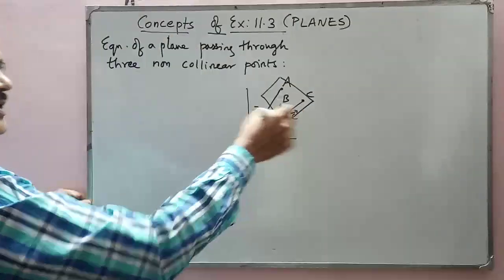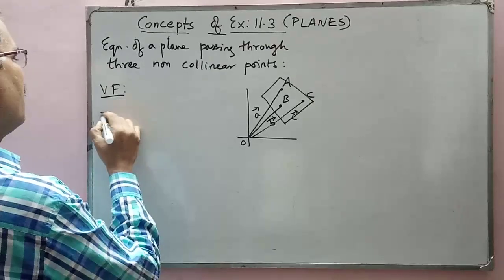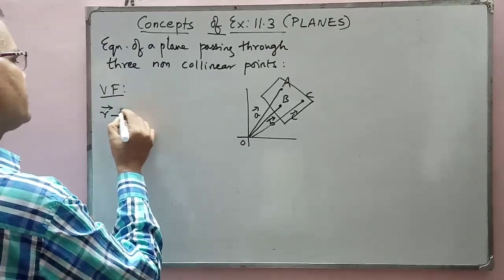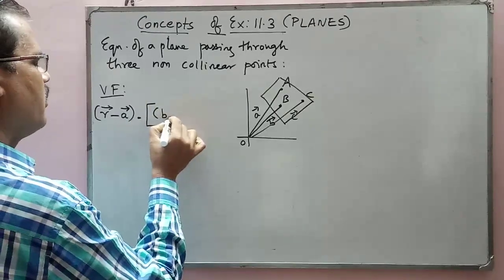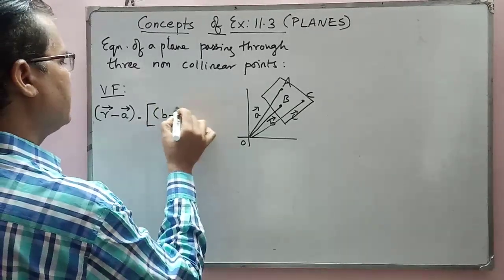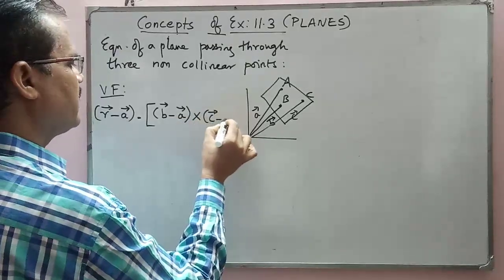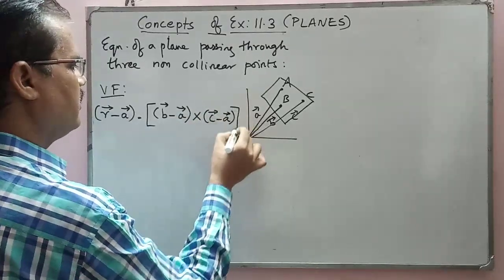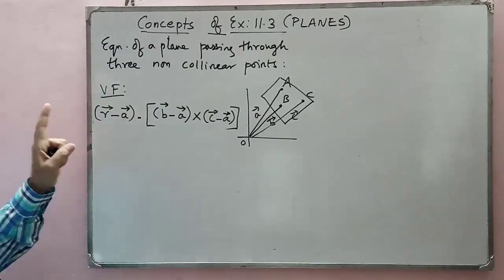If a plane passes through three non-collinear points, then the vector form equation is (r vector minus a vector) dot (b minus a) cross (c vector minus a). This is the vector form of the equation of the plane.